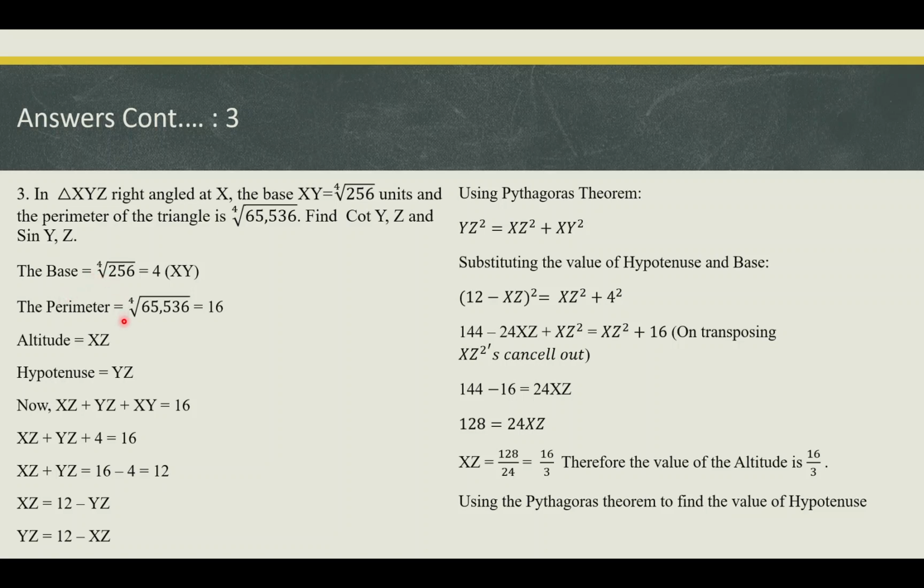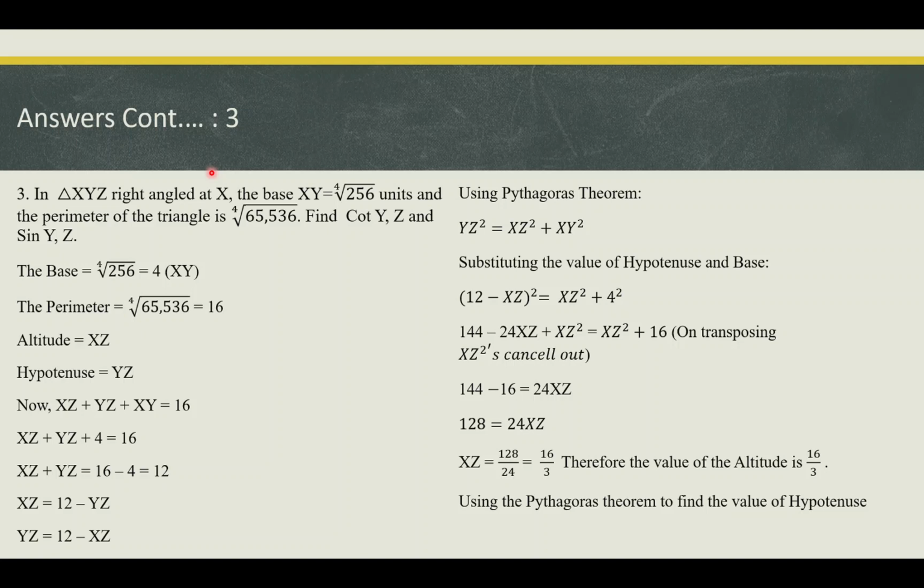In this, I have chosen my altitude to be xz and hypotenuse to be yz. If you have different values, it doesn't matter, as long as you have the same answer, it's fine. But in exams, if they have written the base is xy and the right angle at x, then it should be xz and yz.